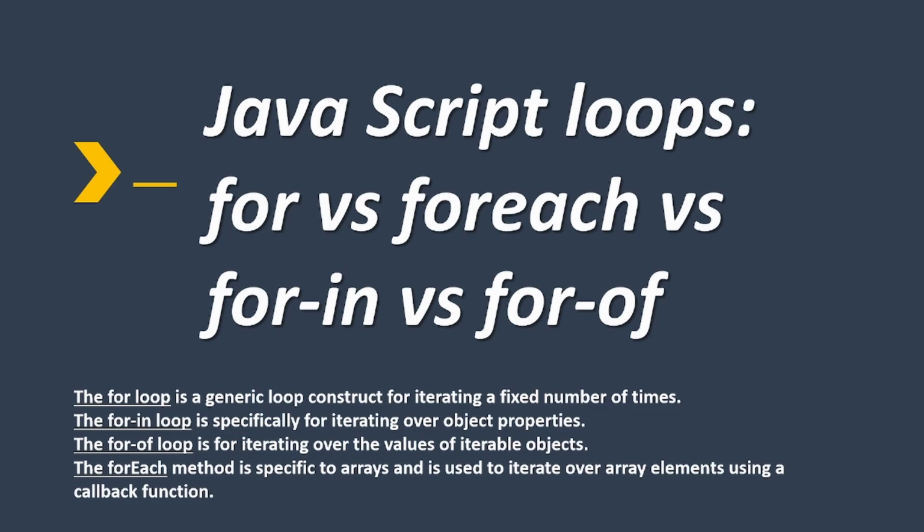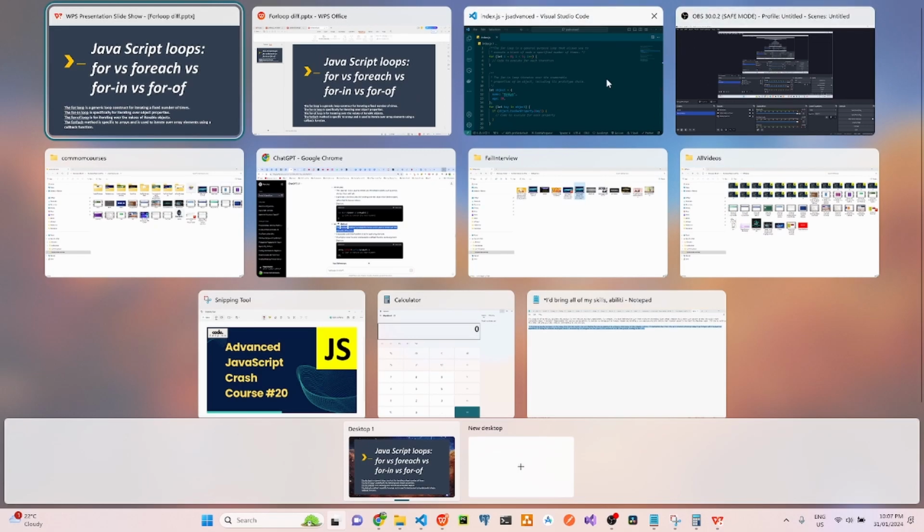A for...in loop is specifically for iterating over object properties. Yeah, only object properties. A for...of loop is for iterating over the values of iterable objects. The forEach method is specific to arrays and is used to iterate over array elements using a callback function. Okay, let's go and see in Visual Studio Code how this works.